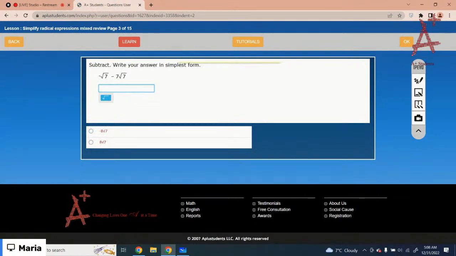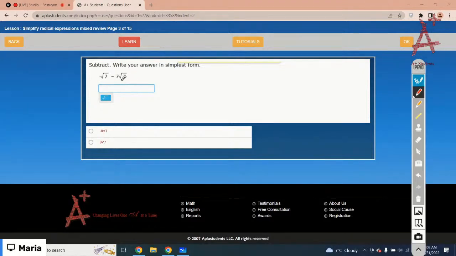Okay, the next one is subtract. Write your answer in simplified form. Square root 7 subtract 7 square root 7. So square root 7 is the like term. So you can just take out the common factor and you're left with the coefficient 1. It would be 1 minus 7. So 1 take away 7 is negative 6 square root 7.